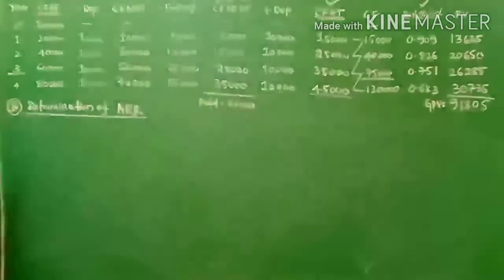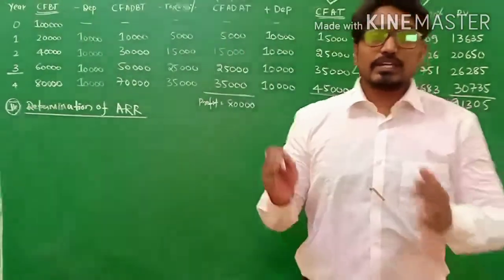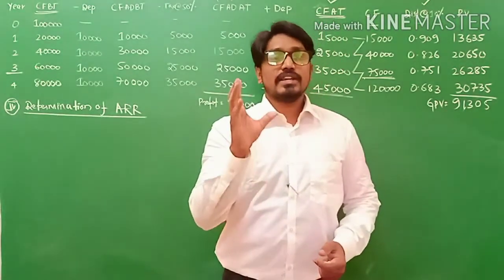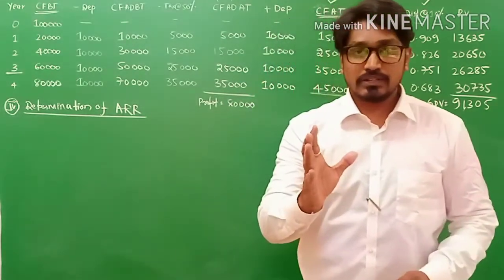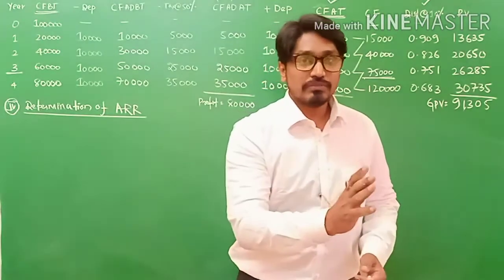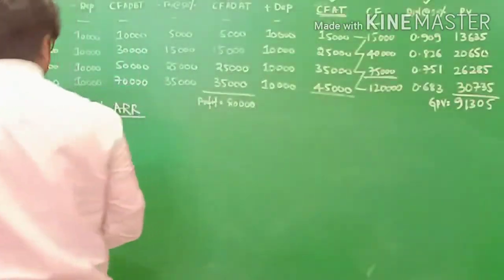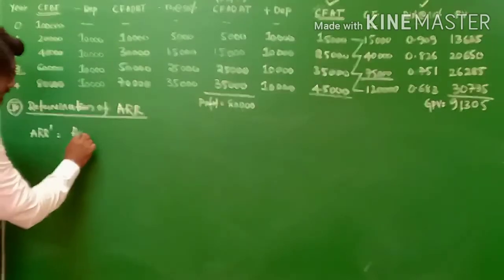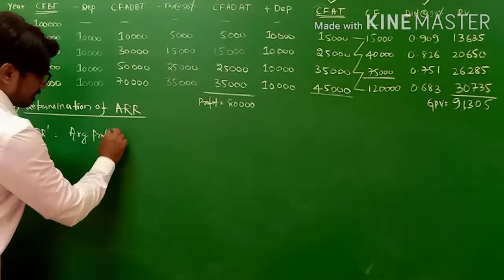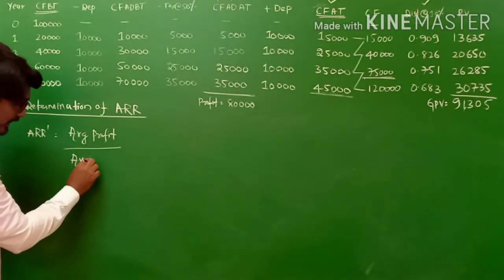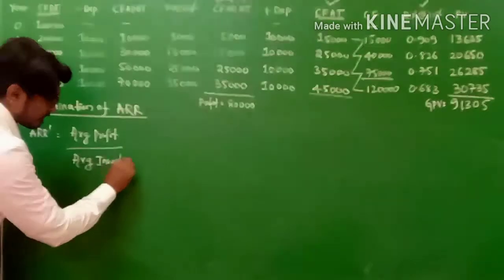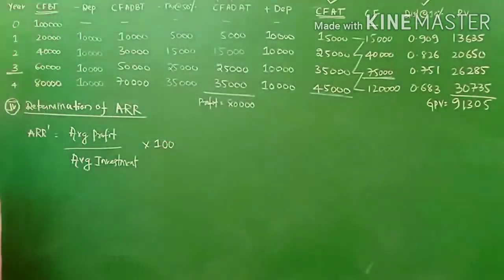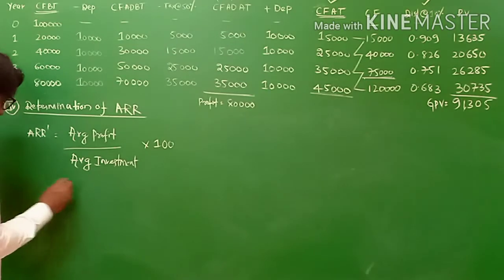So what is the formula to find out accounting rate of return? There are 2 different formulas applied by companies. Formula 1 means average investment. Formula 2 means total investment. Now I'll take the first formula: accounting or average rate of return 1 equals average profit divided by average investment, into 100. Correct? We don't know the average profit, so we find it out.